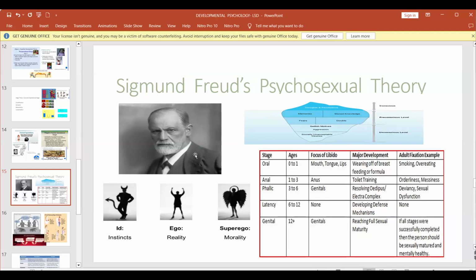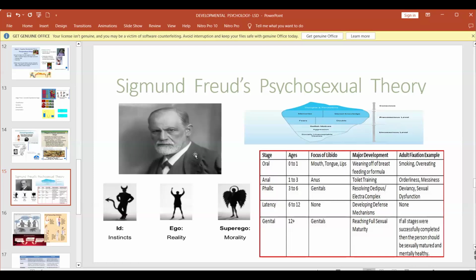We discussed on the first day the schools of thought. Sigmund Freud is the father of this school of thought. What is the school of thought Sigmund Freud belongs to? We talked about 4 major schools of thought: behaviorism, cognitivism, psychoanalysis and humanistic. So Sigmund Freud is the father of the psychoanalysis school of thought. Very good.